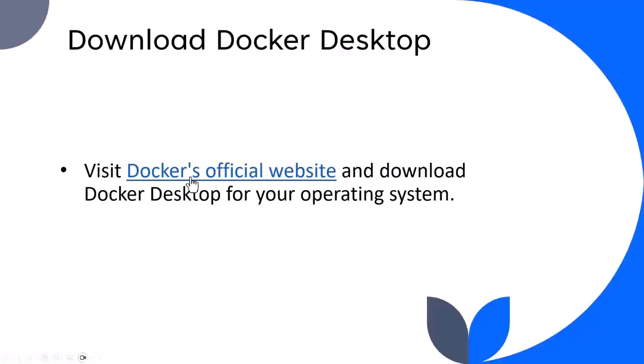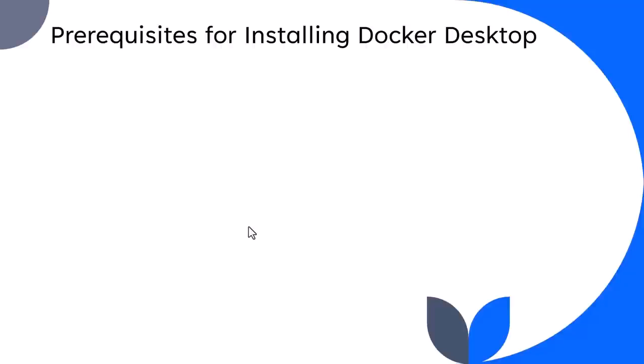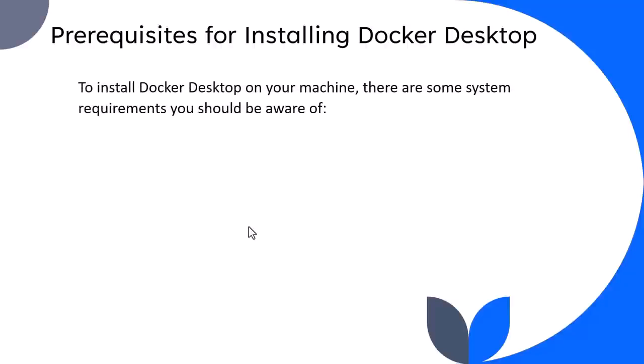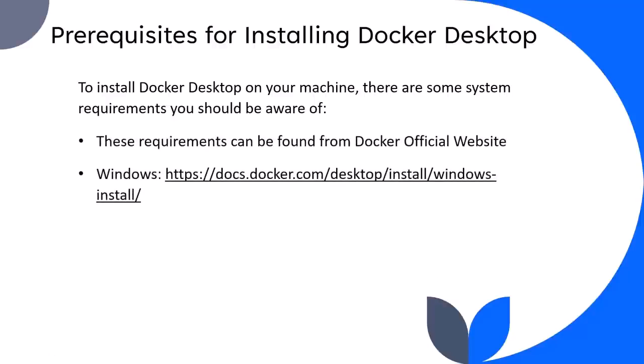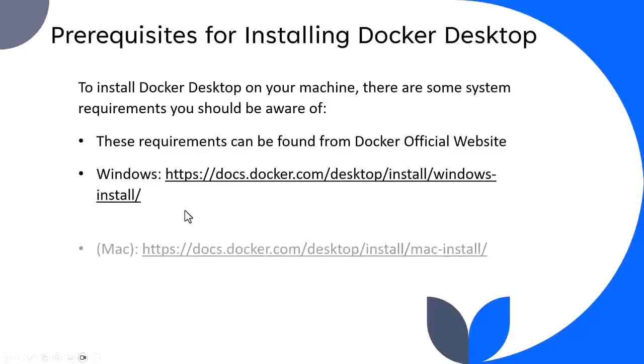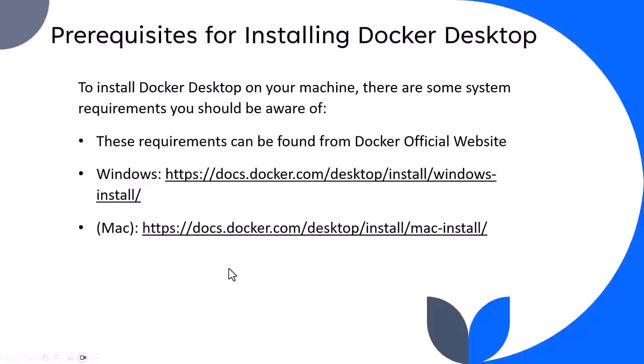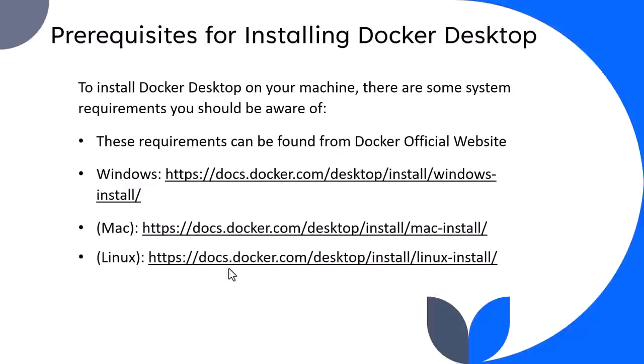So this is Docker's official website, www.docker.com/products/docker-desktop, and you can download Docker Desktop for your operating system. And here are the prerequisites for installing Docker Desktop. To install Docker Desktop on your machine, there are some system requirements you should be aware of, and these requirements can be found on the Docker official site. For the Windows operating system, it is at this site, and for Mac, it's at this URL, and finally for Linux, it is at this URL. All right.